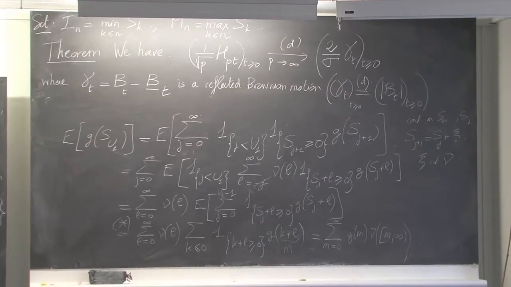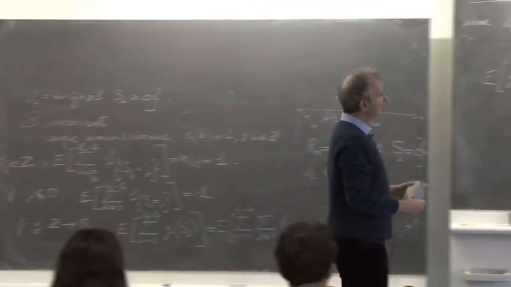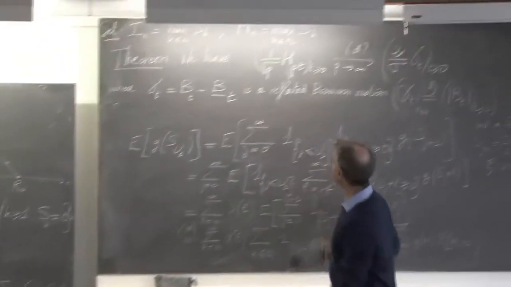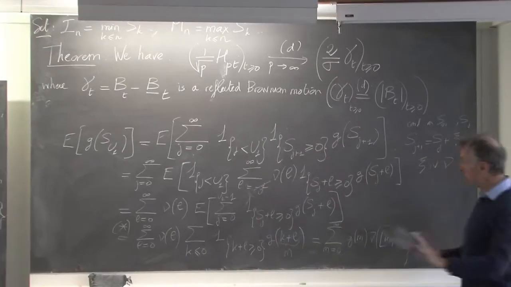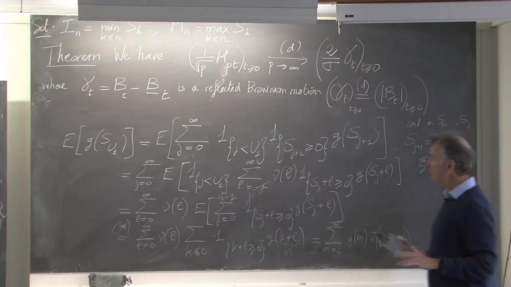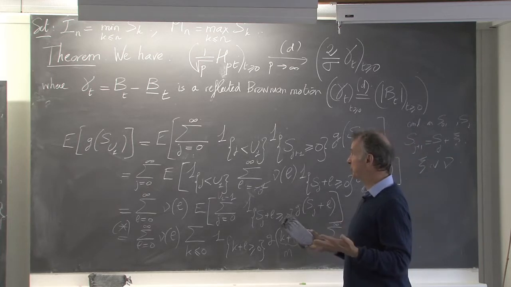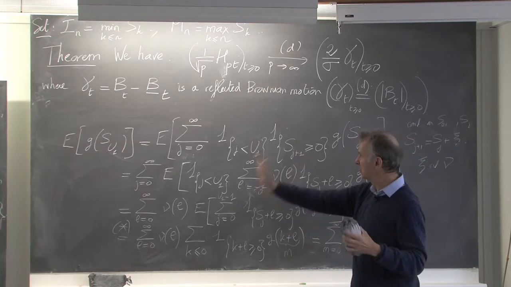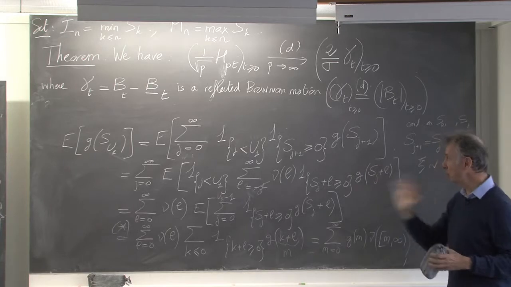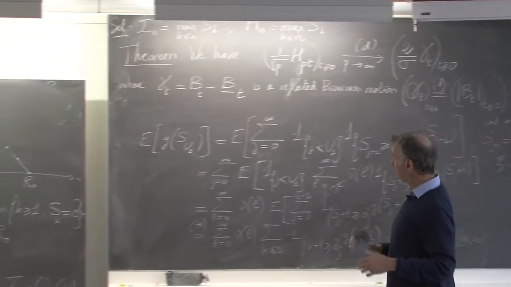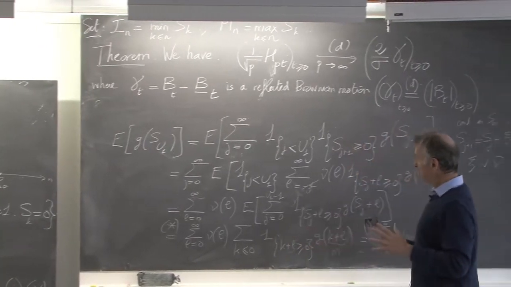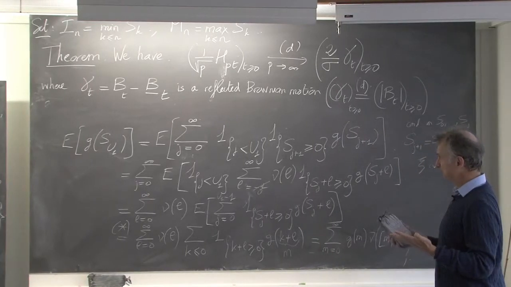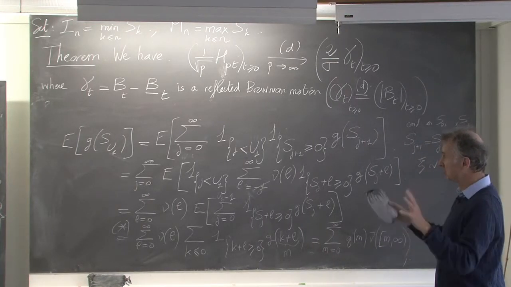Now, a question I want to address is, we have obtained the result for this height process, which corresponds to a sequence of trees. What does it say if you take a single tree? You don't want to take an infinite sequence, you want to take just one tree, and you want to have information about one tree conditioned to be large.